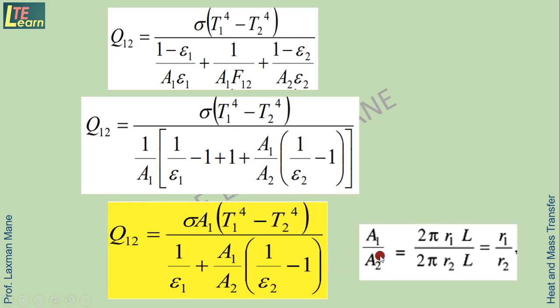Now we already know that these are cylinders. So the surface area for cylinder 1 is 2 pi R1 L. Surface area for the outer cylinder A2 is 2 pi R2 L. Cancellation of 2 pi L from numerator and denominator, we have A1 by A2 is equal to R1 by R2.